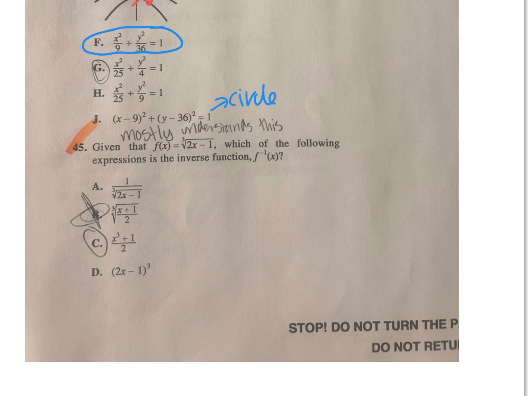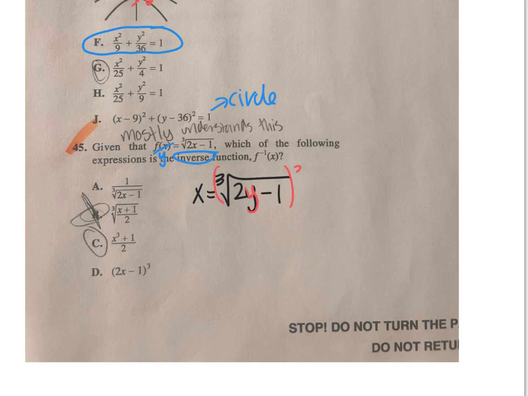Okay, this one, inverse: switch x and y. So this thing is your y. So if I switch x and y, I would have x equals the cube root of 2x minus 1. Sorry, that should be a y. I switch x and y, so I switch to my left with this, and now I'm going to solve for y. That's the inverse function. So it's all stuck underneath this cube root.